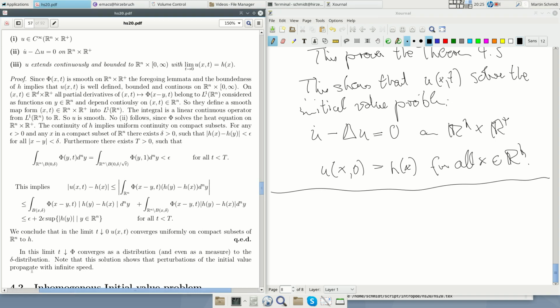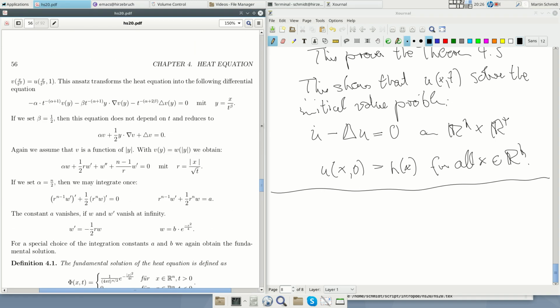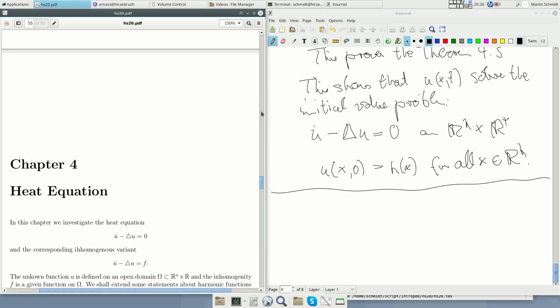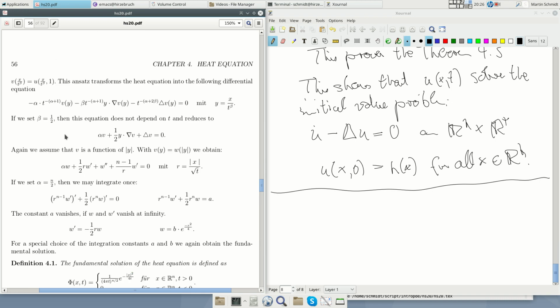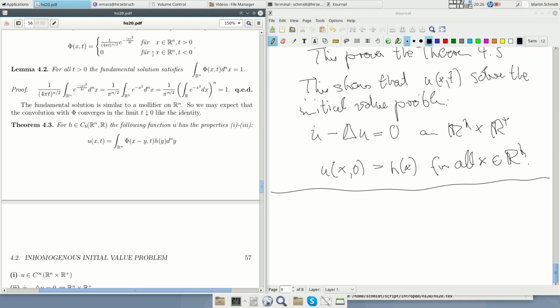Now we finished this section 4.1. What we have done today: we introduced the heat equation, homogeneous and inhomogeneous heat equation. Then we made an ansatz and constructed a solution. With some special choice of the constants, we obtained a fundamental solution, and then we saw that this fundamental solution behaves like a mollifier, is very similar to a mollifier, and then we proved that with this solution we obtain a solution of the initial value problem. Thank you.